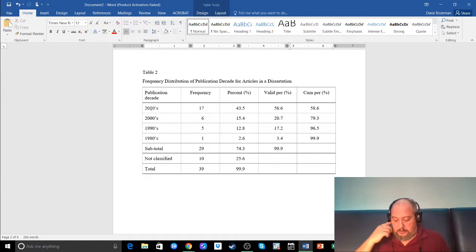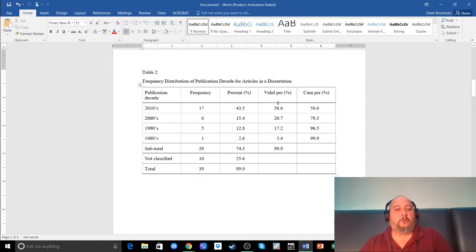Finally, how do I discuss it? Okay. You always discuss a table before you put it in your text. And you always highlight those points, obviously, that support the story you're trying to tell. It is just that simple. You can't talk about everything in the table. You don't want to sit there and go, in the 2010s, there were 17 articles, and this was 58.6%. In the 2000s, there were 6 articles, this constitutes 20.7% with a total combined cumulative percent of, that's boring.